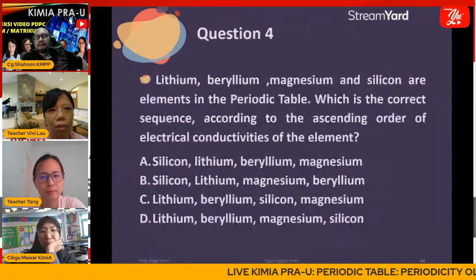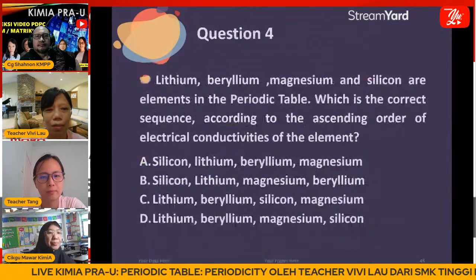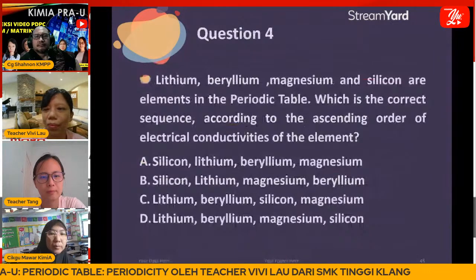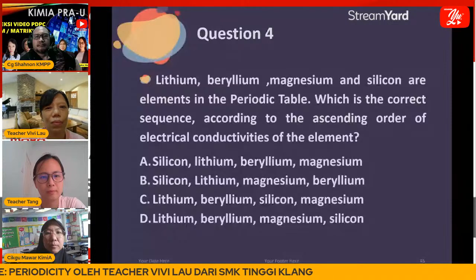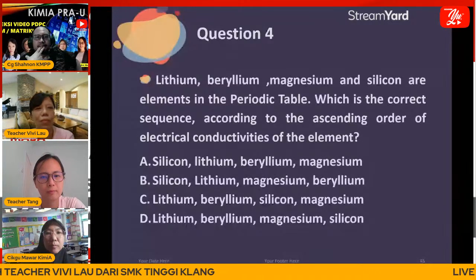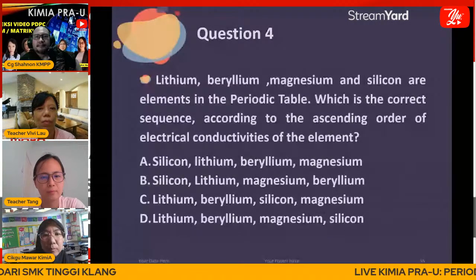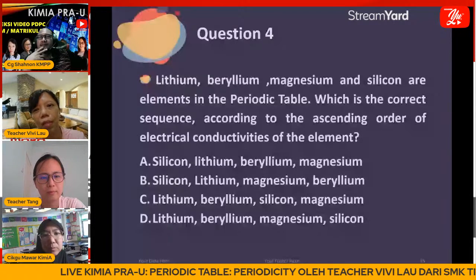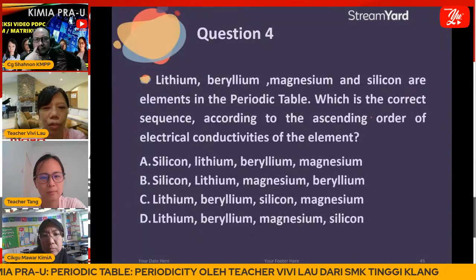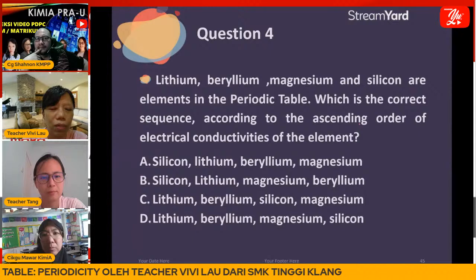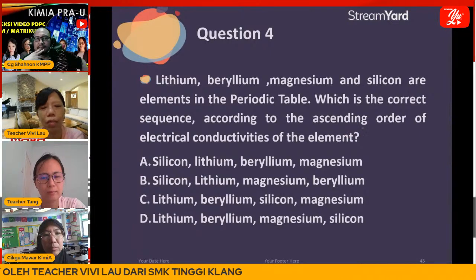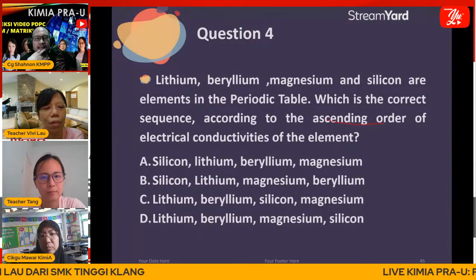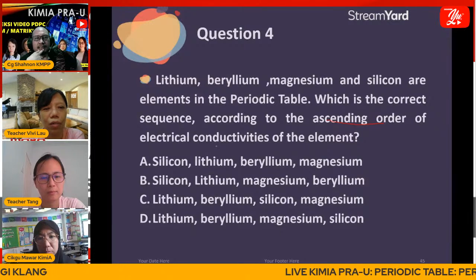Okay, so we look at question 4. You try to answer this question. I read the question: lithium, beryllium, magnesium, and silicon are elements in the periodic table. Which is the correct sequence according to the ascending order of electrical conductivities?